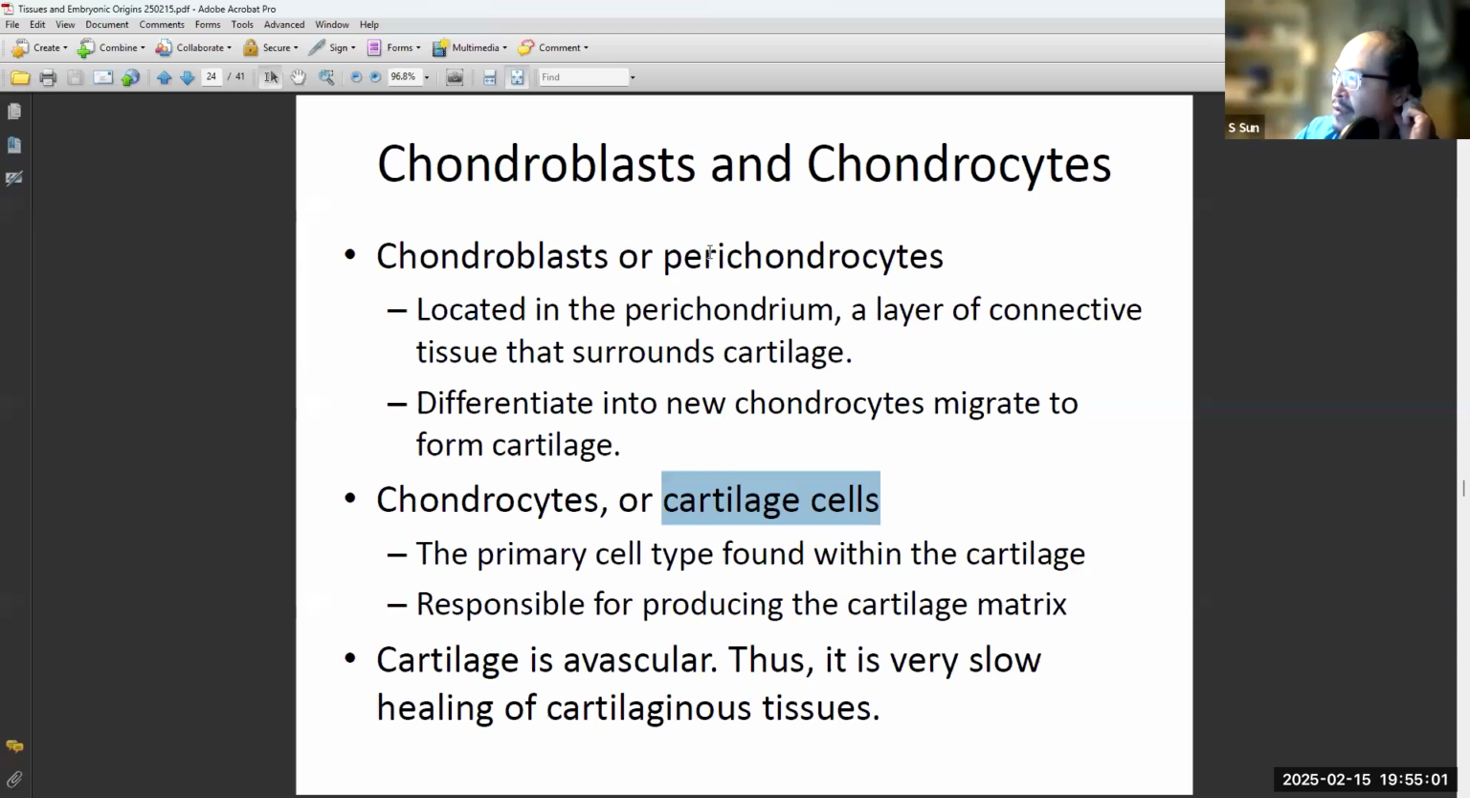Chondroblasts or perichondrocytes are located in the perichondrium, surrounding the cartilage. They can be differentiated. Basically, they can become new chondrocytes and migrate into the cartilage to form the cartilage. Now, in the cartilage, we have the chondrocytes. These produce the matrix, so they form the cartilage, and that's the primary cell in the cartilage. And cartilage is avascular, meaning that cartilage doesn't have blood supply.